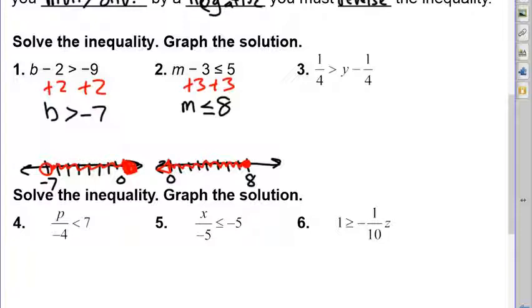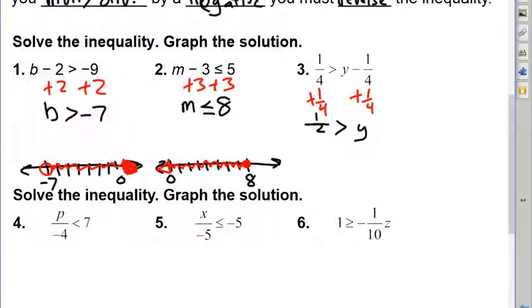Problem number 3, we have 1/4 is greater than y minus a fourth. To get rid of that minus a fourth, let's add a fourth to both sides. 1/4 plus 1/4 is 2/4, or 1/2, which is greater than y.